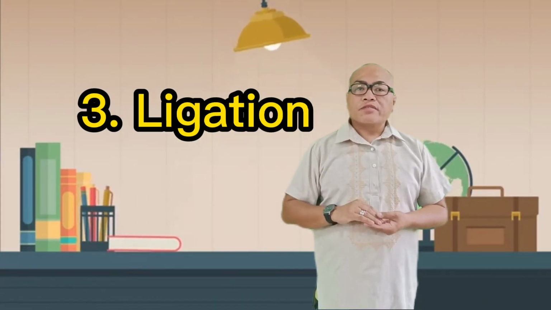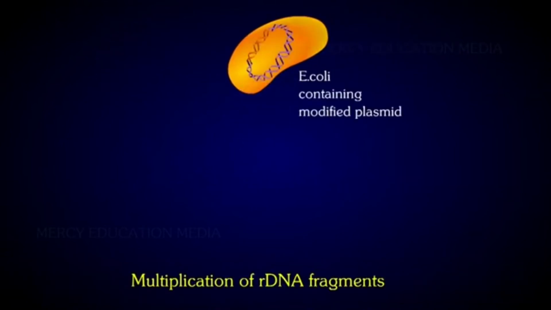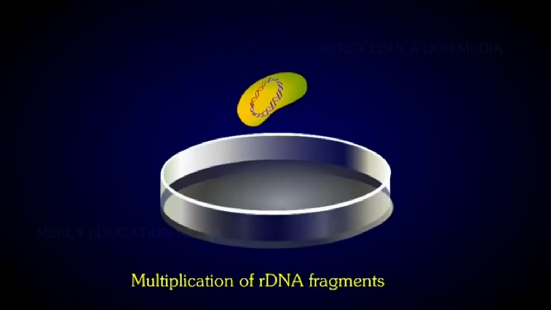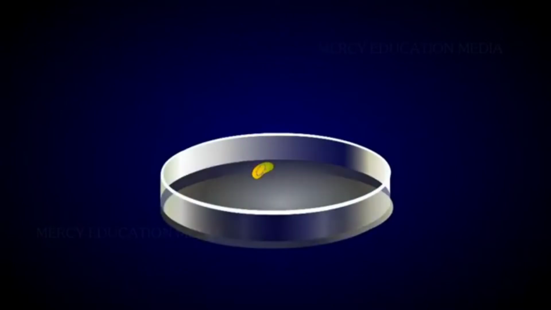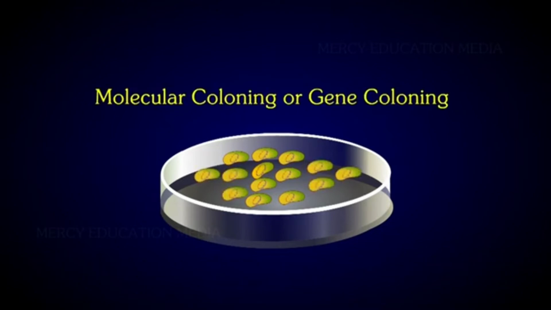Number 3. Ligation. Ligation is rejoining cut fragments of DNA and forming artificial recombinant molecules, joining together the gene of interest, for example from an animal, with the vector, the cut bacterial plasmid.